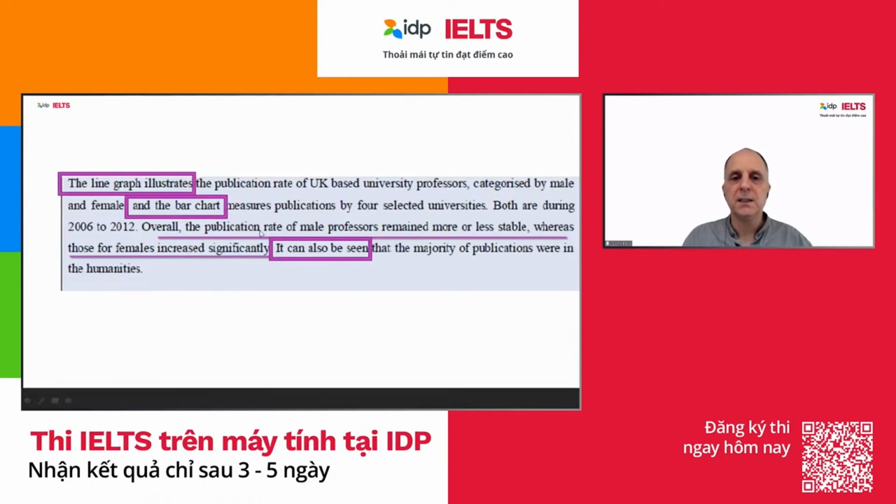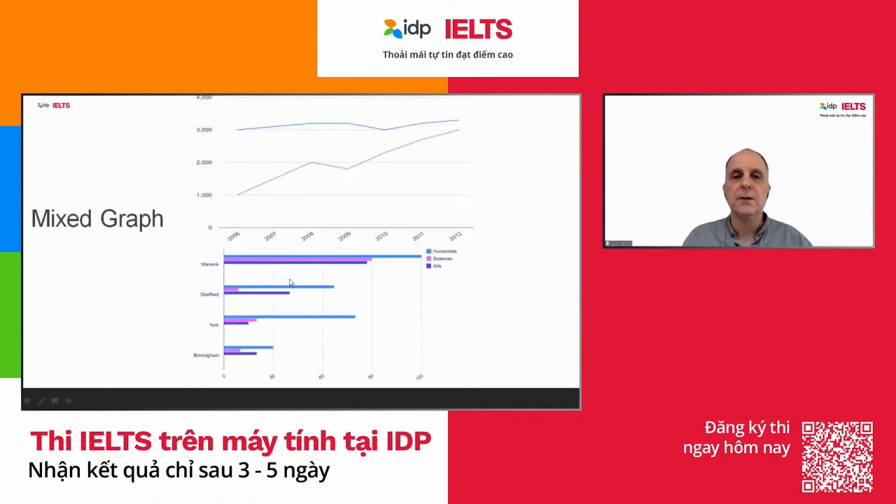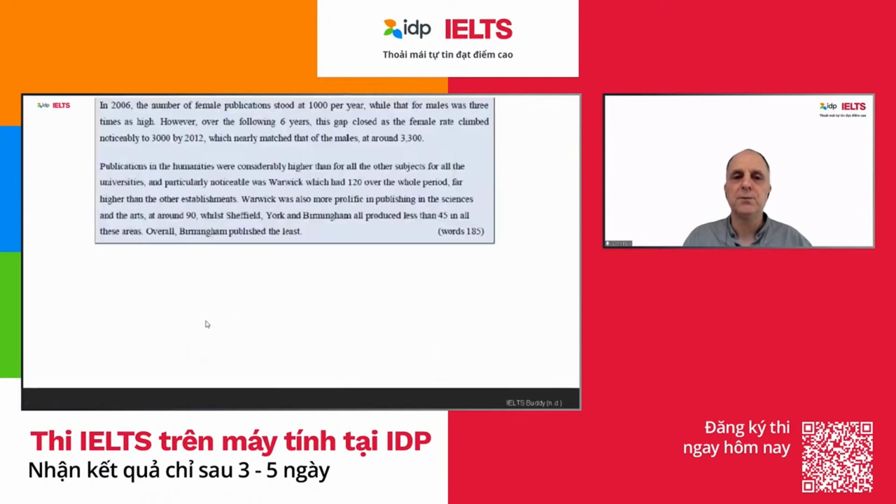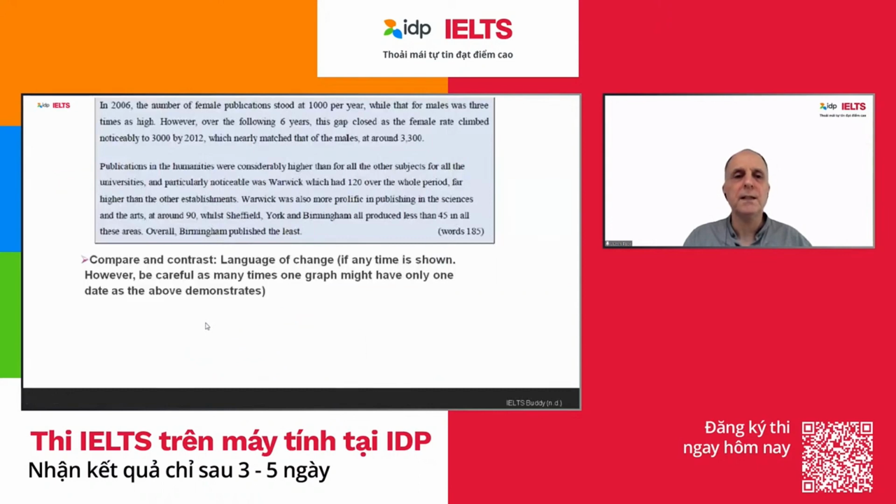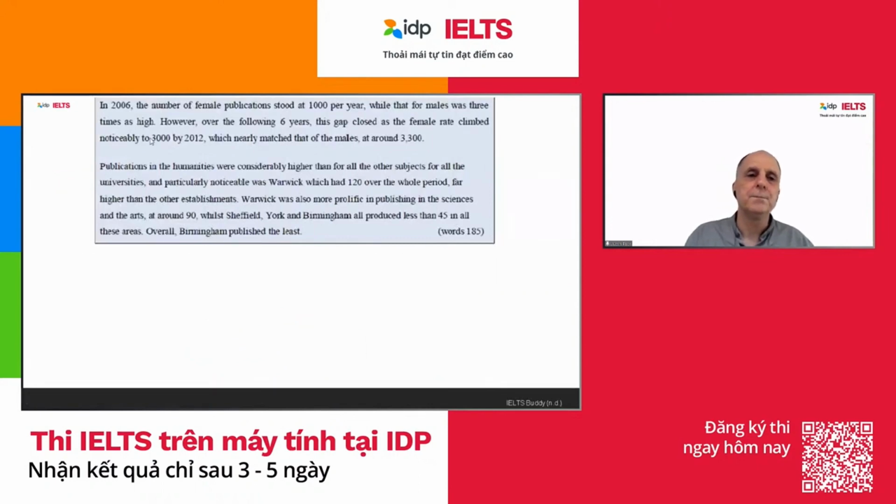Okay. So you can see here the publication rates of males remain more or less stable, whereas those of females increase significantly. It can also be seen. So going back there, you can see that this one warrants very little. For this one, we can see this is the most important part, but we do need to mention these briefly. An example for those, okay, there we are.